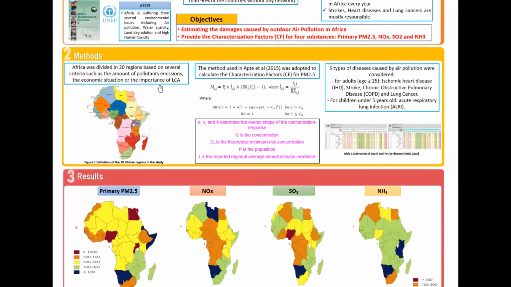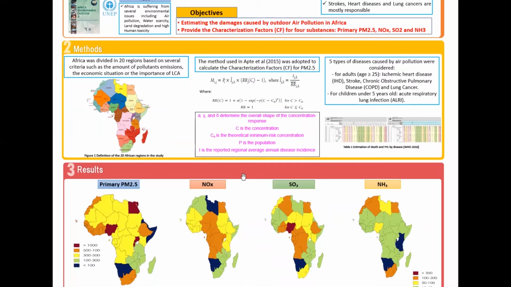So for the method, we divide Africa into 20 regions, and we use the method developed by APT in 2015. This method is based on the background PM2.5 concentration and the population, and also the WHO data as reported. So for the type of disease, for the population over 25 years old, we consider heart disease, stroke, COPD, and lung cancer. For the children under 5 years old, we consider lower respiratory infection.